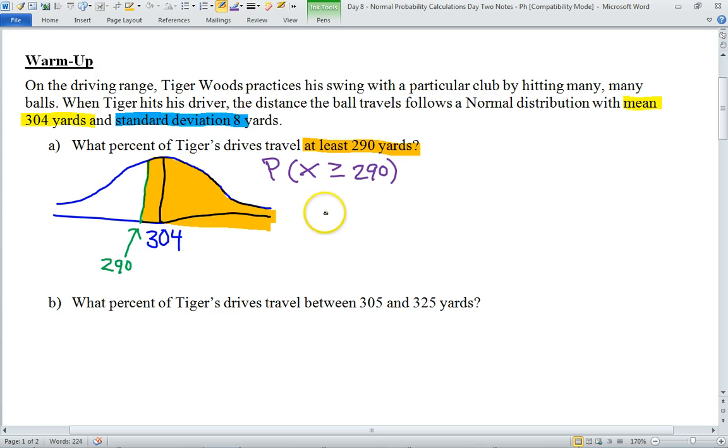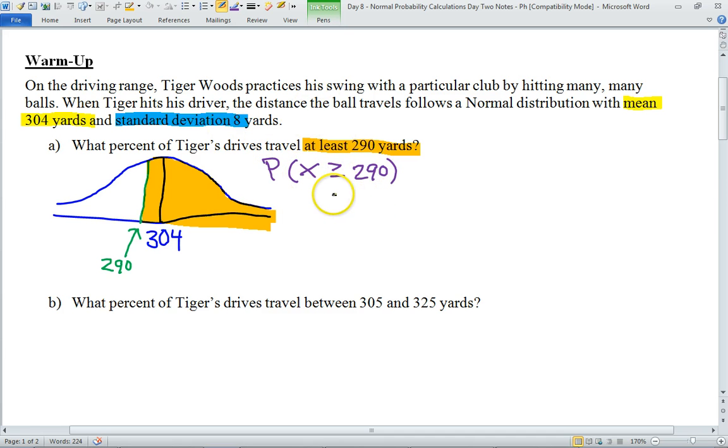Yeah, that's when we have to subtract from 1. So anytime we want the right hand side, we're going to have to get the left hand number off the chart and then do 1 minus the left hand number. I'll show you what I mean as we go along. Okay, well, first of all, it's time to change this 290 into a z-score.